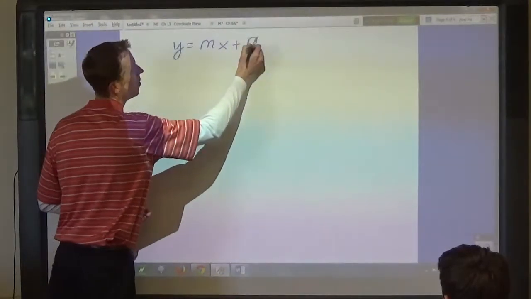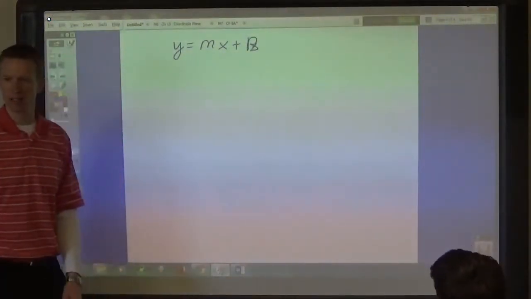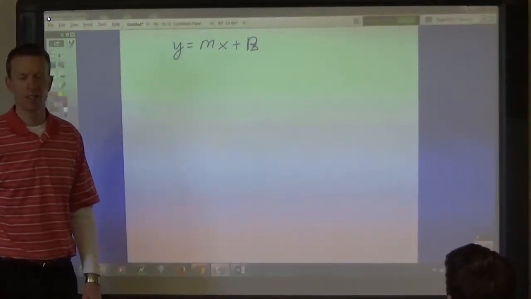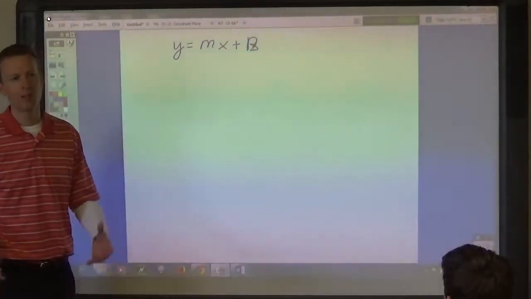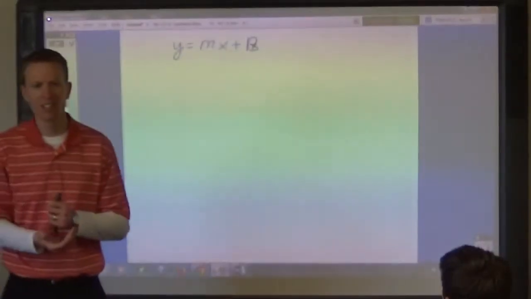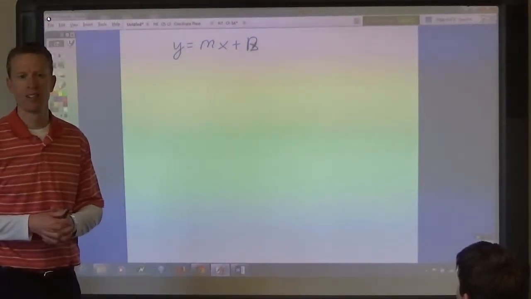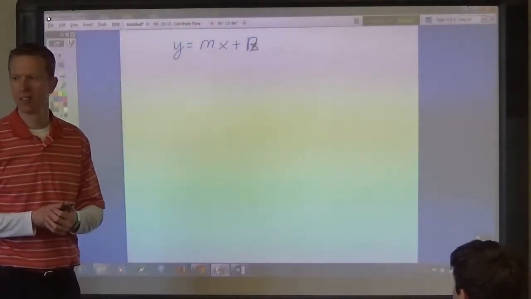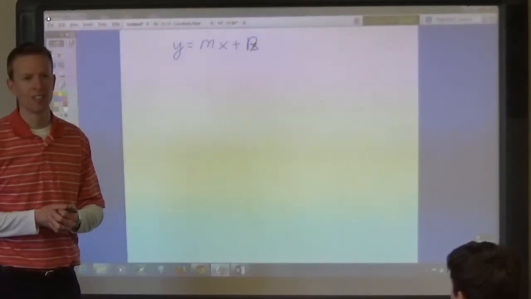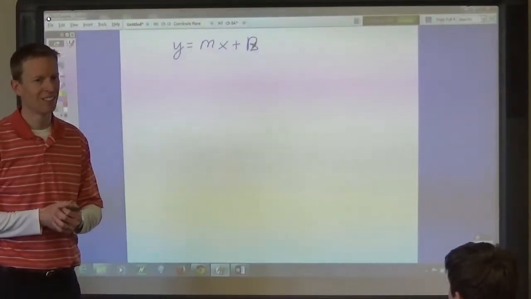What is the slope in this? Please raise your hands if you're listening here. What is the slope in this equation? Raise your hand if you know. You don't know? Okay.